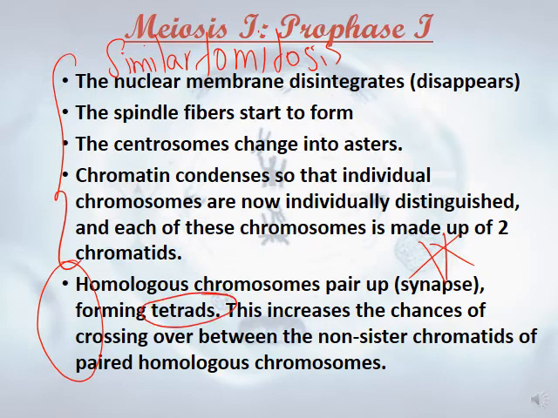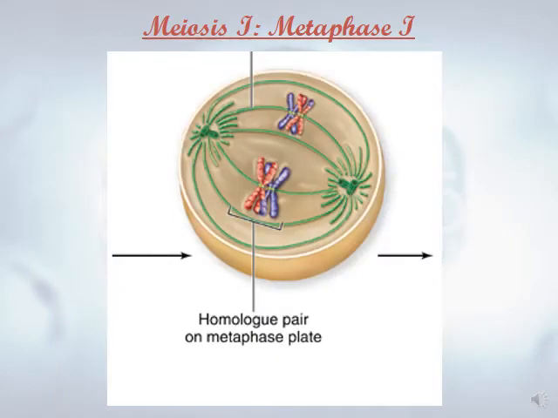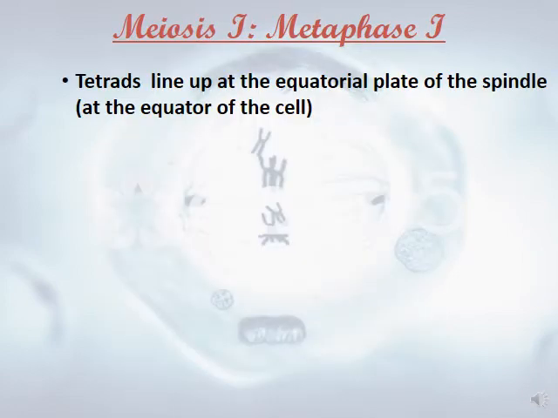We have the tetrads. So this is the prophase I of meiosis I, the formation of the tetrads. Let's move now to metaphase I. What happens during metaphase I? We don't have chromosomes lining up, we have tetrads. They line up at the equatorial plate of the spindle fiber, at the equator of the cell.